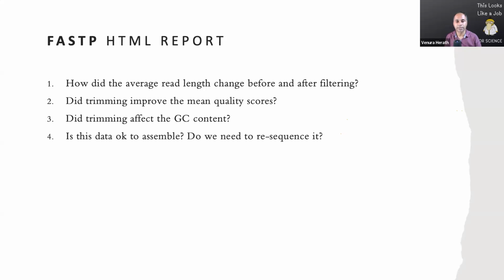It also increased the Q20 and Q30 bases, so that means there's somewhat of a quality improvement. And the third question: does trimming affect the GC content? There's no significant change, and that's expected. The data is not awesome data, but definitely we can use it to move forward. Okay.